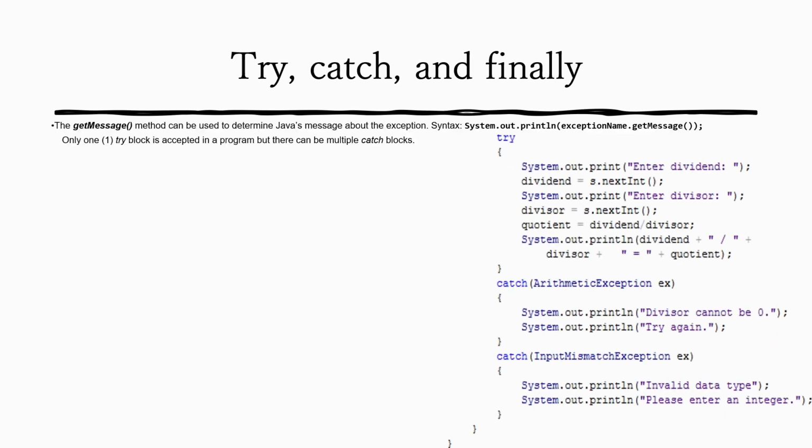The getMessage method can be used to determine Java's message about the exception. Syntax: System.out.println(exceptionName.getMessage()). Only one try block is accepted in a program, but there can be multiple catch blocks. See the screenshot of codes.